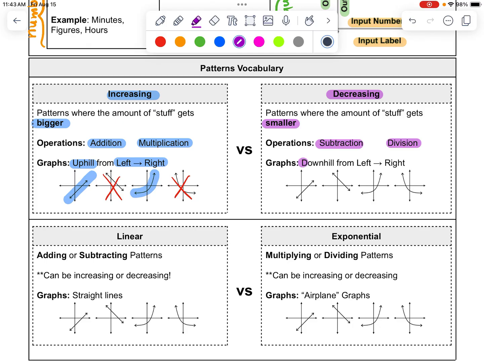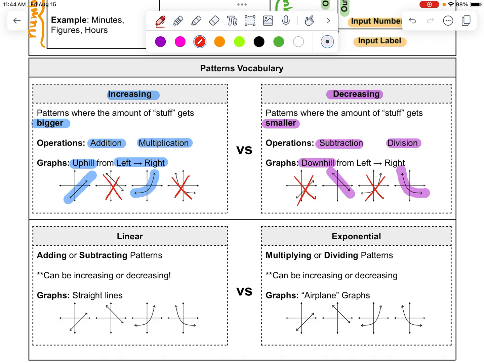Now these graphs are going to be going downhill from left to right. So this time, this graph and this graph, one is a straight line and one is a curve, but they're both going downhill. And these other two graphs are not decreasing, they're actually increasing.